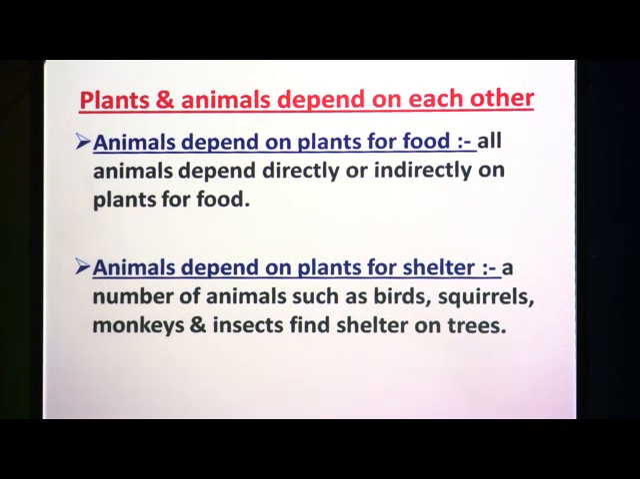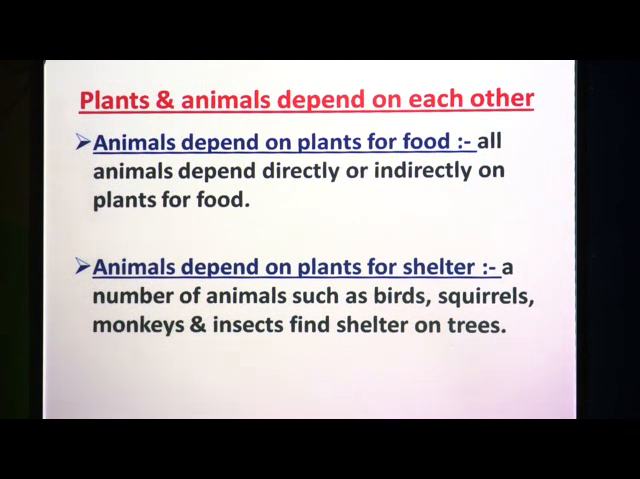So, herbivorous animals such as cows, goats, giraffes, deer, etc. eat plants, and thus they depend directly on plants for food. That means they eat only plant products, which is why they are called herbivorous. So, animals which depend directly on plants for food are called herbivorous.